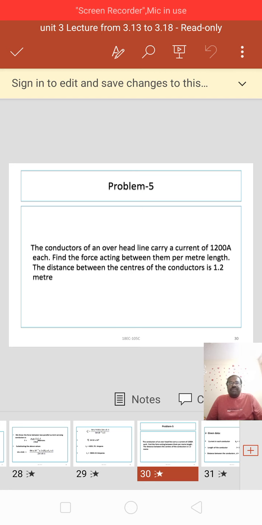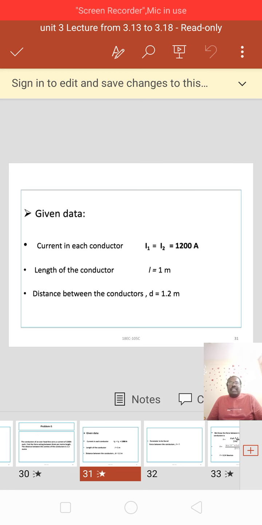Now problem 5. The conductors of an overhead line carry a current of 1200 amperes each. Find the force acting between them per meter length. The distance between the centers of the conductors is 1.2 meters.